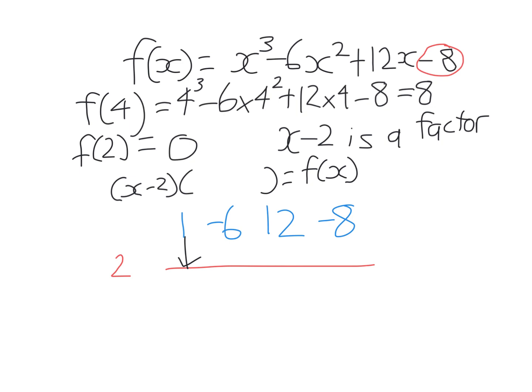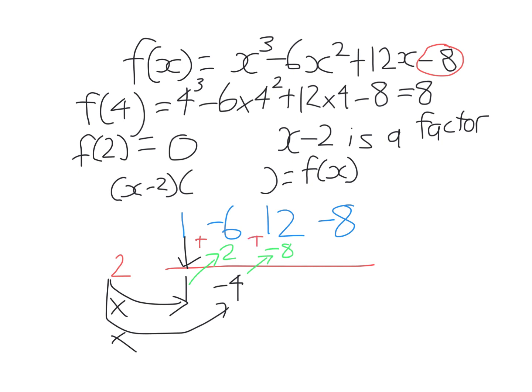So this is the process we follow. Bring down the first one and just write a 1. Then you multiply this number here by the number you bring down. So 2 times 1 is 2, and we put that number up here. To calculate the remainder in synthetic division, you add. So -6 plus 2 is -4. When you get a number down here, you multiply by that. So 2 times -4 gives me -8. That goes up there. Now to calculate the remainder, we add. 12 plus -8 gives you +4.